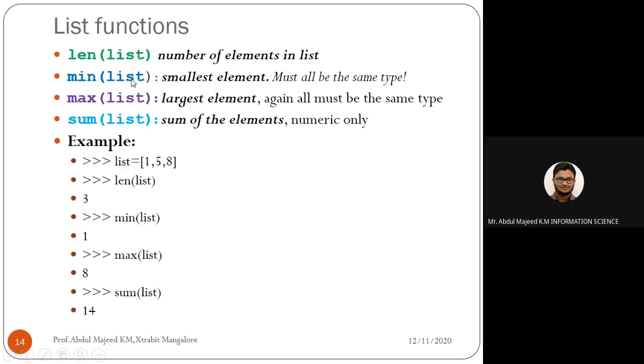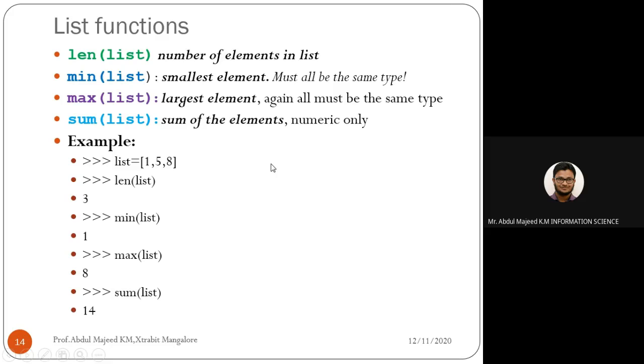Then min of list, the smallest element in a list. Max of list, the largest element of a list. Then sum of list, the sum of the elements in a list. For example, we are creating a list with 1, 5, 8 as elements. If you perform len of list, you can see there are 3 elements. Min of list, 1 is the smallest element. Max of list, 8 is the largest element. Sum of list, it is 14. 1 plus 5, 6. 6 plus 8, 14.